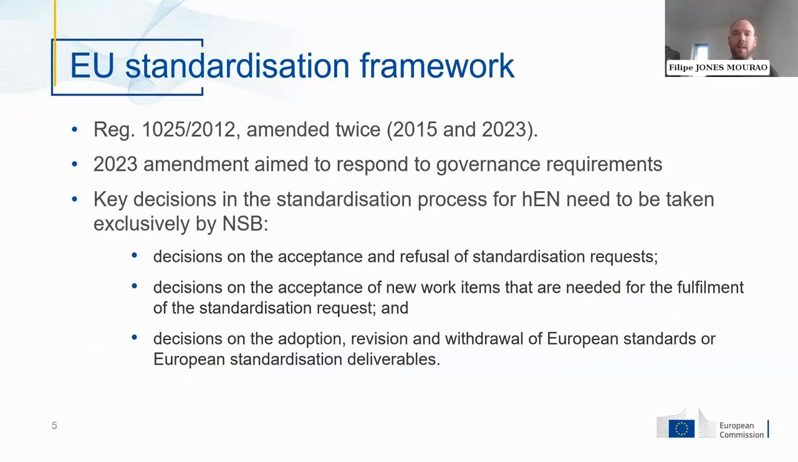The point of this amendment was that the key decisions in the standardization process for harmonized European standards should be taken exclusively by the national standards bodies. Because there is participation of a lot of industry, the idea is that there should be as much participation as possible of all sectors of society, including of interests outside of Europe. But at the same time, there needs to be a balance because we're talking about European standards. So the key decisions would be taken by the national standardization bodies only. These would be decisions of whether to accept or refuse a standardization request, whether to accept a new work item, and whether to adopt, revise, or withdraw a European standard.